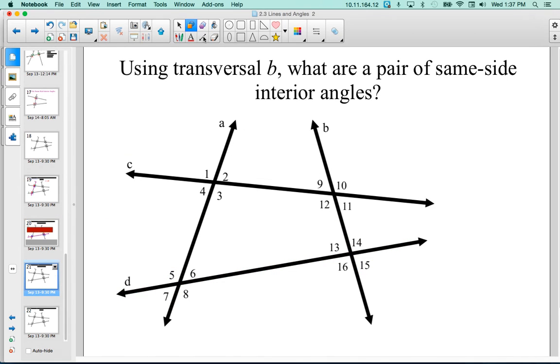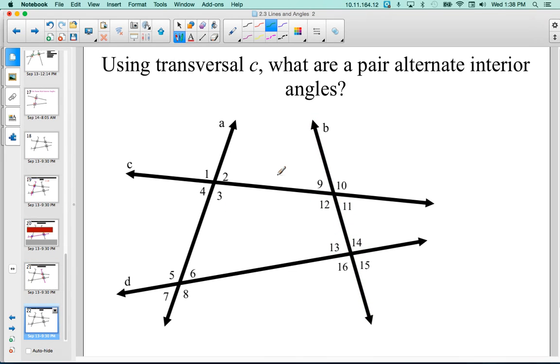Using transversal B, what are the pair of same side interior angles? So B is where I'm focused on this time. Interior angles are these 4 in here. Same side interior. I'm going to be focused on the ones that are on the same side of the transversal. So 12 and 13 are a same side pair. And 11 and 14 are a same side pair. It's only asking for one, so you would just need to give me 12 and 13 or 11 and 14. Either way works.